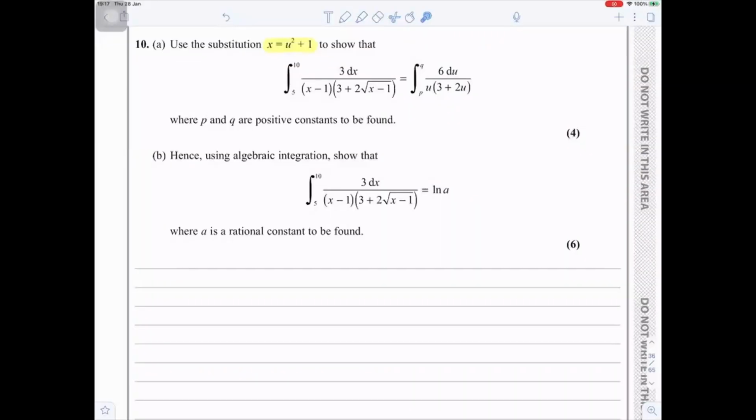Question number 10. Use the substitution x equals u squared plus 1 to show that the integral of 3 divided by (x minus 1)(3 plus 2 root x minus 1) can be written as the integral of 6 over u(3 plus 2u), where p and q are positive constants to be found.